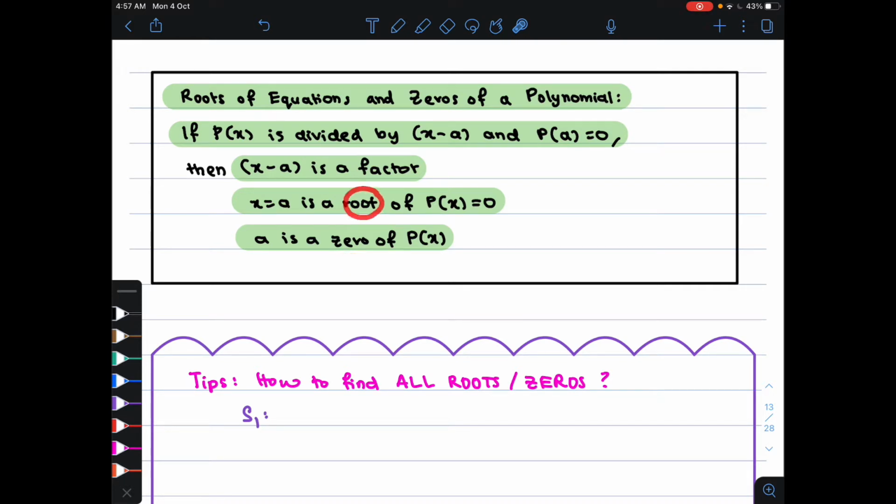So what's the difference between a root and a 0? For a root, you need to let p(x) equal to 0, and then you need to have x equal to something. But for a 0, you don't need to write x equal to. You just write the value of x, which is a. So just write a is a 0 of p(x).